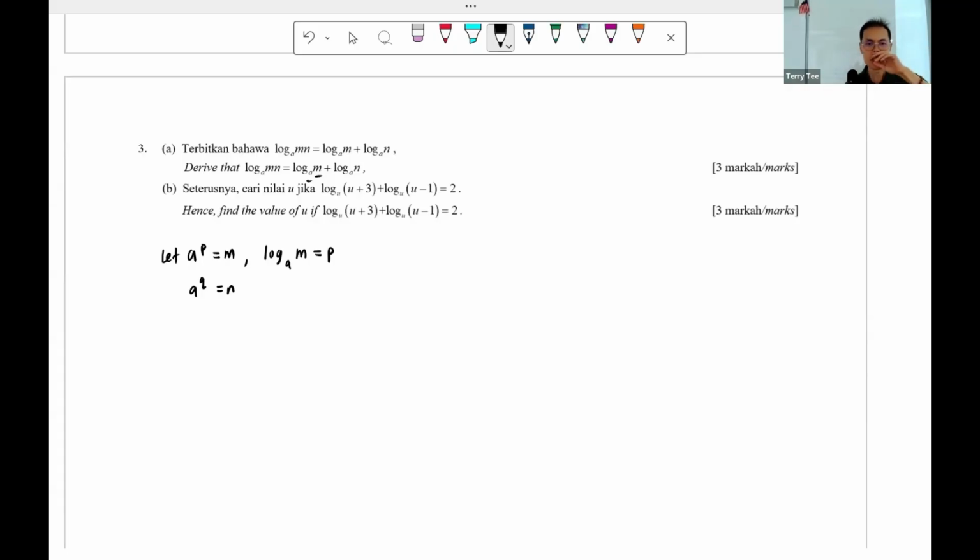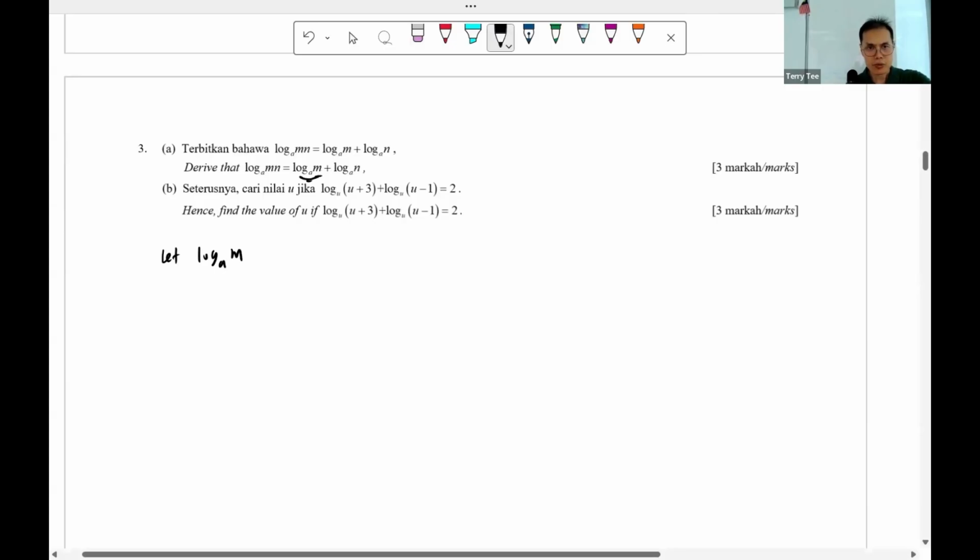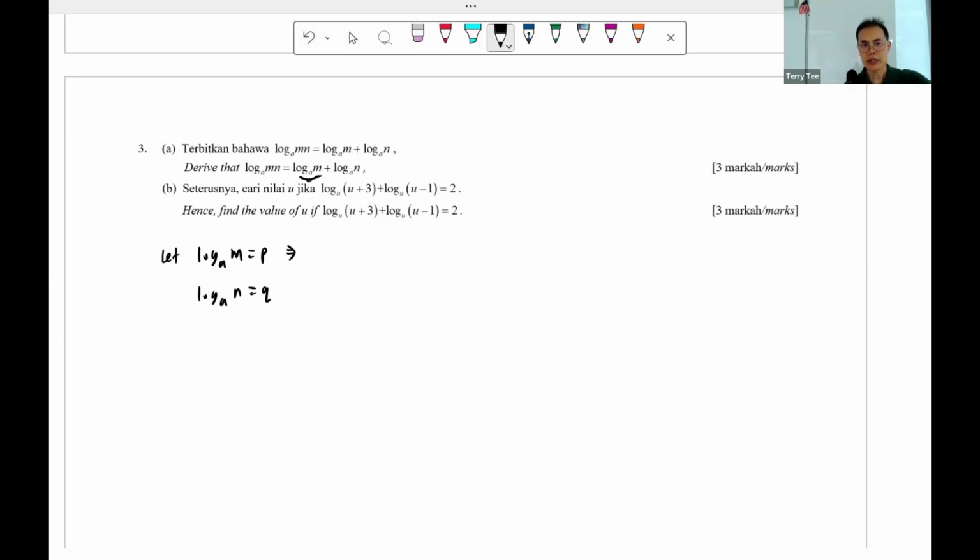You can do it the other way around. As in, is it better if I write this first? Okay, sorry guys, I changed the sequence a little bit, because you need to start from here. You may want to let log base a m equal p, and then log base a n equals q, also can. And then we convert from logarithm form to index form. That is, a power p is now m. This one will be what? a power q equals n.